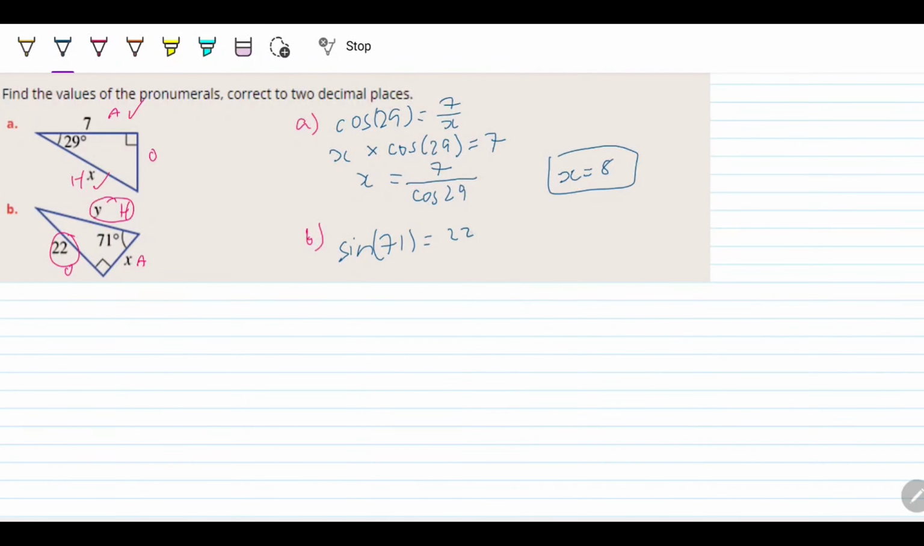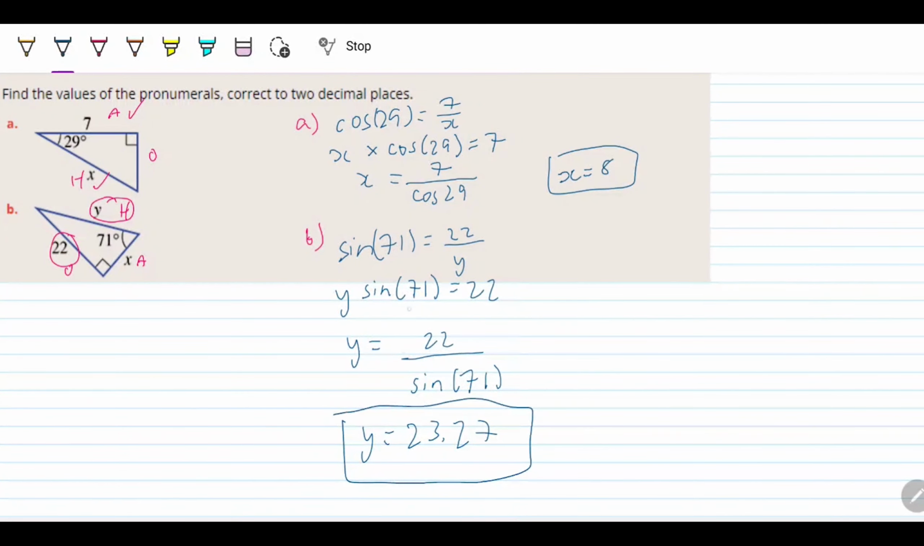So 22 over y. Move the y to the other side. I get y sine 71 equals 22. Divide the sine 71 to the other side, and I get 22 over sine 71. So put this into your calculator and you should get an answer of y equals 23.27. Now that's for y.